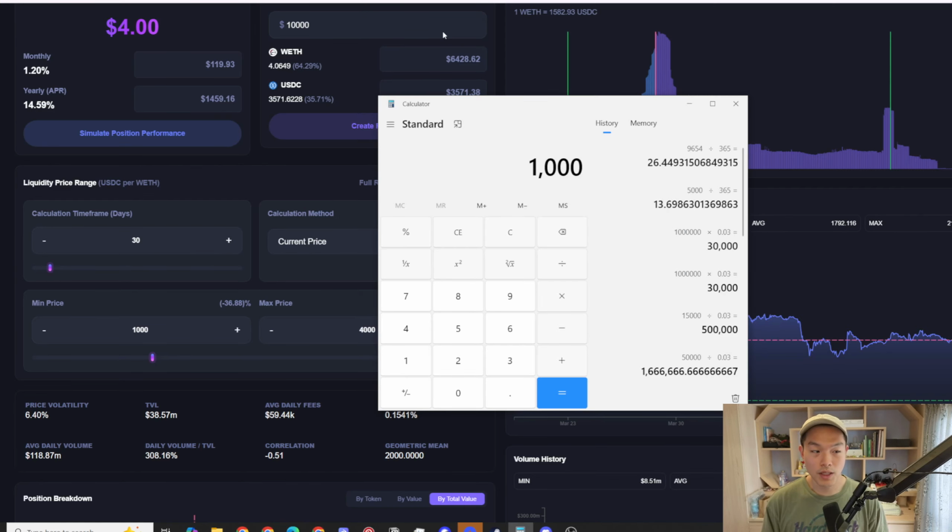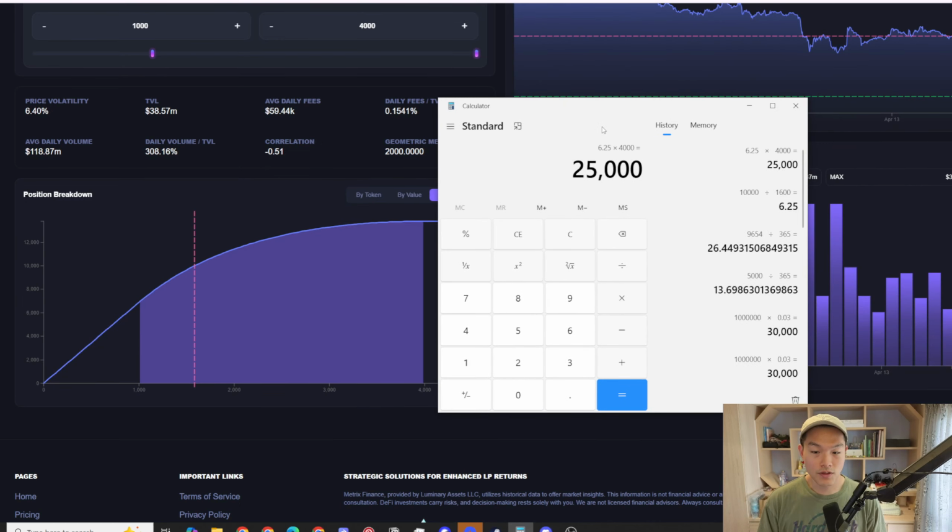So let's say I buy and hold $10,000 worth of Ethereum at this current price, 1,600. I would be able to buy 6.25 Ethereum. And if I multiply that by the $4,000 price for Ethereum, then my 6.25 Ethereum would be worth $25,000 at the $4,000 mark. So you can see 25,000 and 13,700 is a pretty big difference. That's the number one drawback of these crypto and stable pools. You're going to have a much more limited upside.